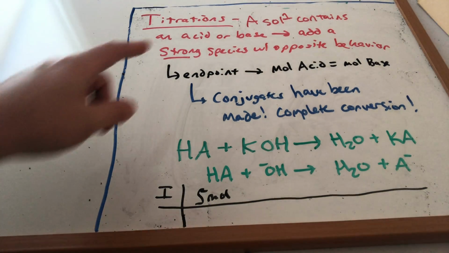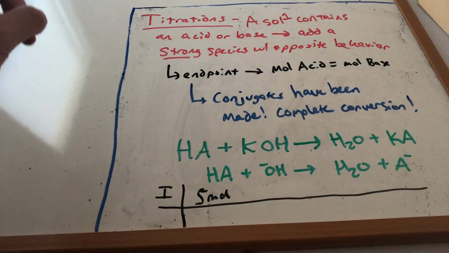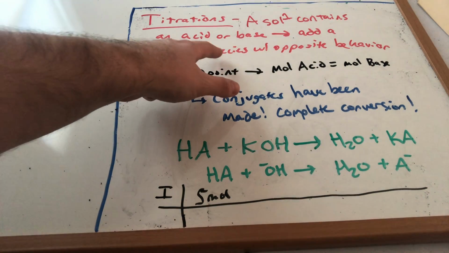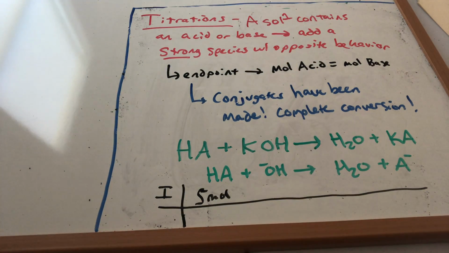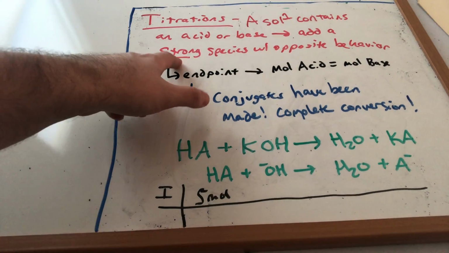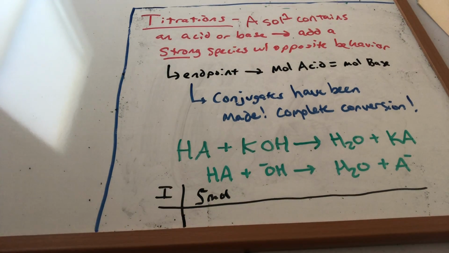What we do, though, is we add to it a titrant. And that titrant is definitely strong, and it's the opposite behavior. So if we have an acid in solution as our analyte, we're going to add a strong base. If we have a base solution to start with, we're going to add a strong acid. So that's what I mean there. We're adding in a species with the opposite behavior.